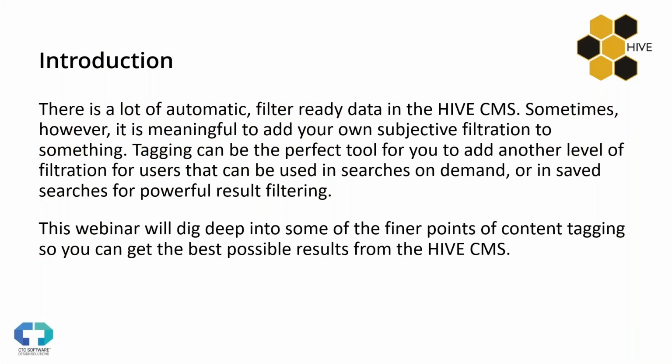There's a lot of automatic stuff in HIVE that's already available for filtration. You can search pretty much anything that's available in the content: Revit parameters, AutoCAD properties and attributes, media file properties, PDF data. All of this is searchable already in HIVE.